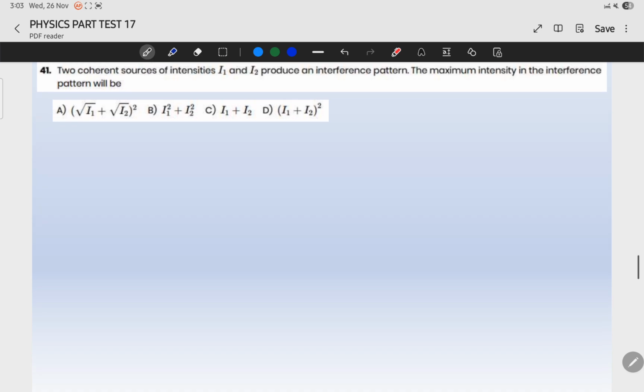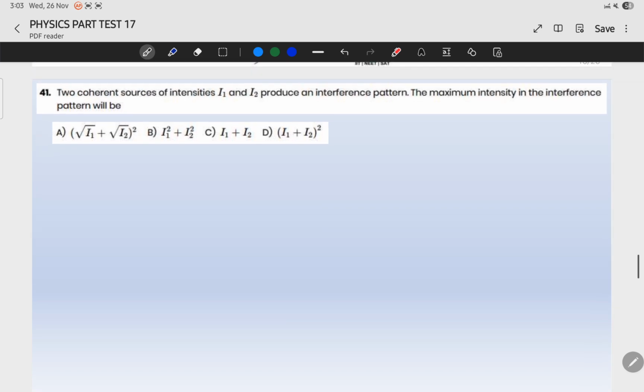Next question: coherent sources of intensity I1, I2 produce an interference pattern. Maximum intensity in the interference pattern? So we know that for maximum intensity, amplitudes get added. And amplitude is proportional to root of intensity. So we'll get root of intensity 1 plus root of intensity 2, which is proportional to net amplitude, and if we do it whole square, we'll again get the intensity. So this is I max.